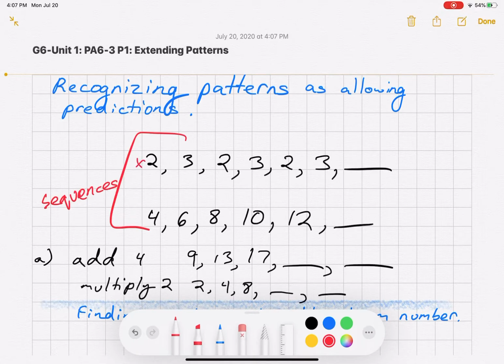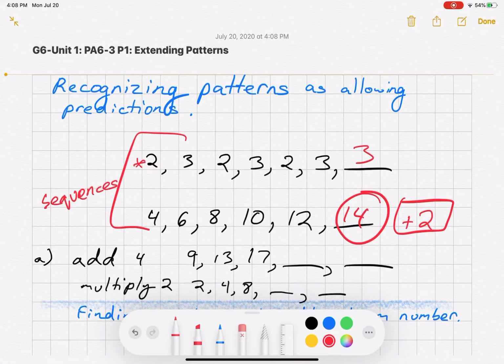So if we're looking at the first sequence, is 2 or 3 going to come next? Right, 3. And then in the next sequence, I have 4, 6, 8, 10, 12. What comes next? Right, 14. How did you know this next one was 14? Right, we were skip counting. But what were we skip counting by? 2. So we were adding 2 each time.